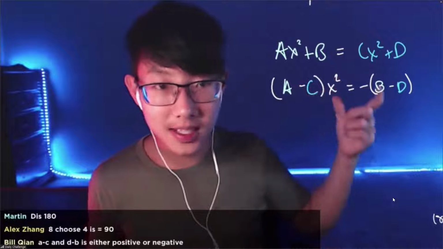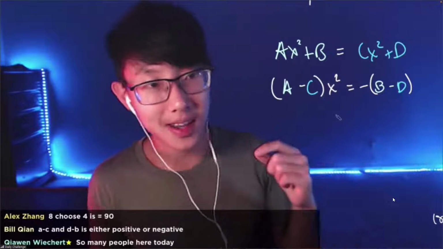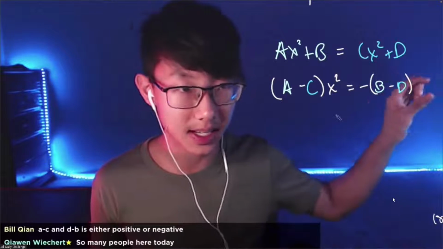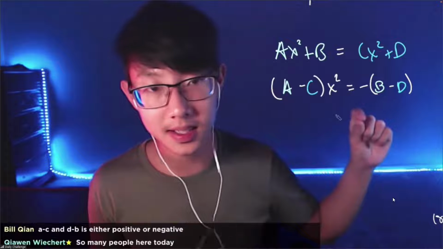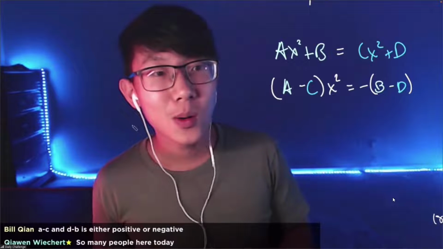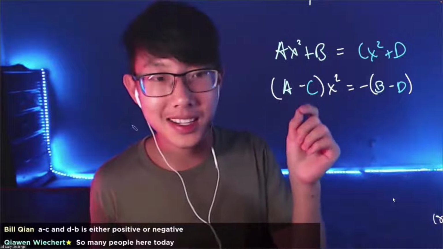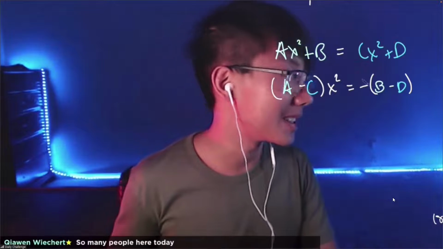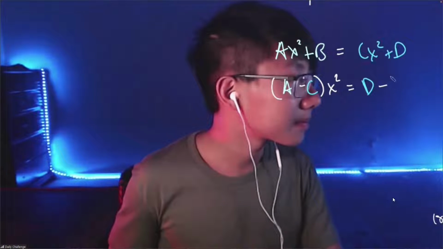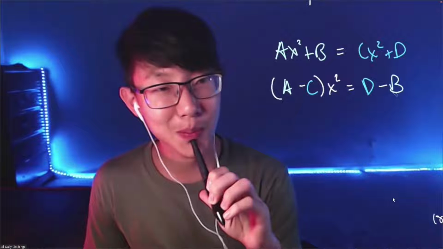We want solutions to exist. The thing is, x squared is always positive. So whatever sign a minus c is, that is the sign d minus b has to be: if a minus c is negative, this has to be negative; if positive, positive. Memory isn't doing me well today. We just have to make sure that a minus c matches the sign of d minus b.